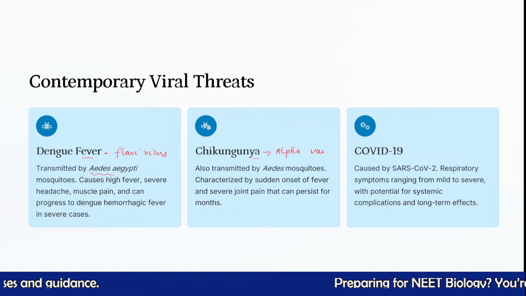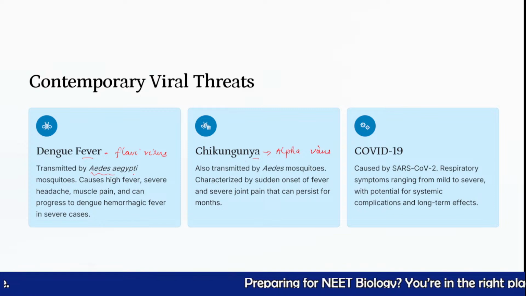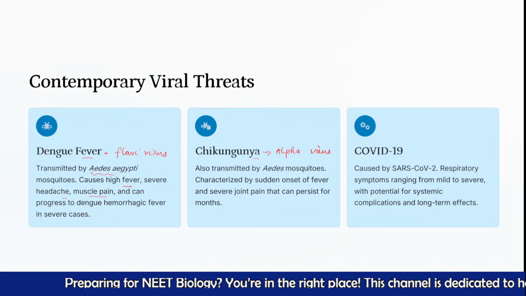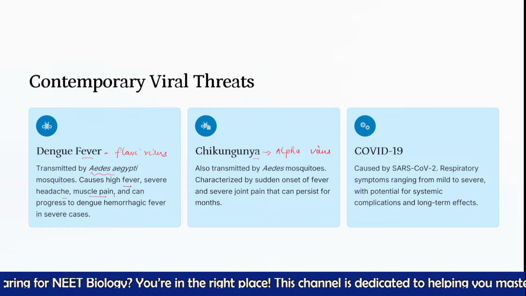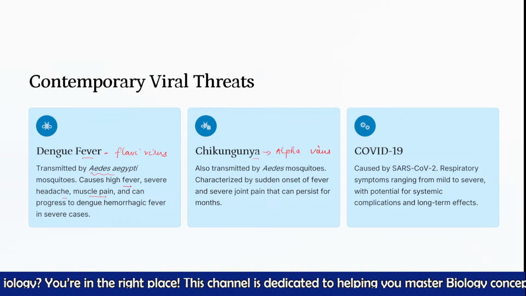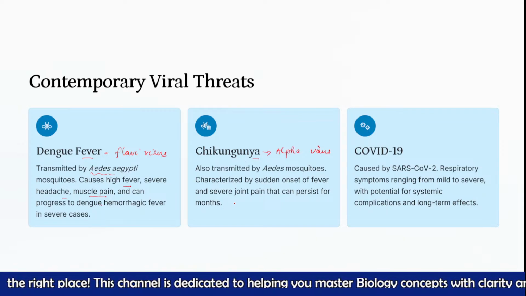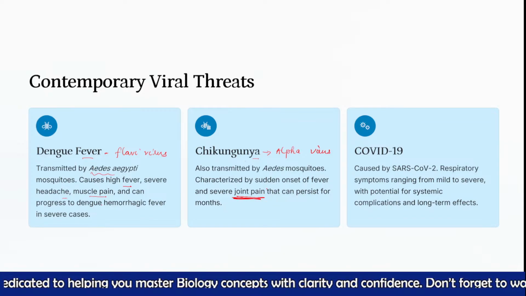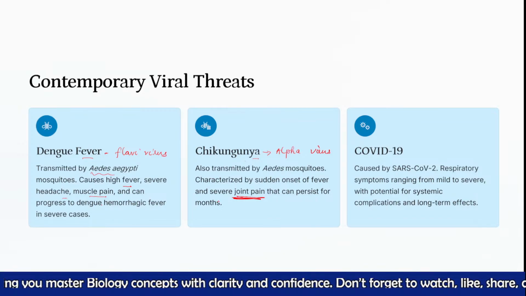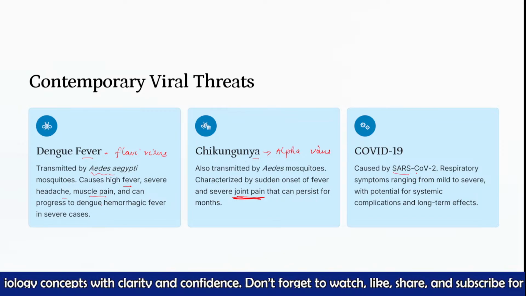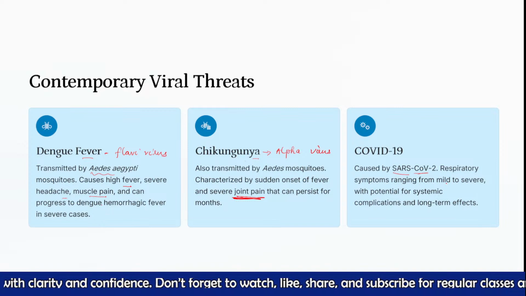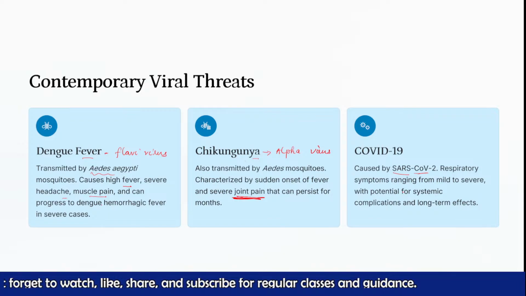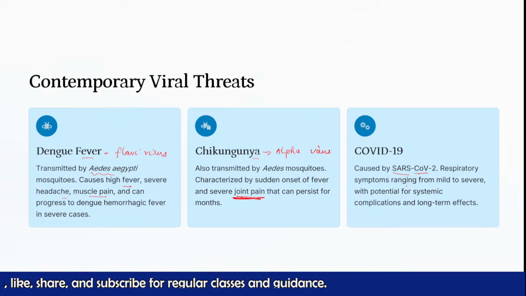Flavivirus causes problems like high fever, headache, and muscle pain, too much body pain. Chikungunya mainly affects the joints, causing severe joint pain that persists for months. COVID-19 is caused by the SARS coronavirus that infects the respiratory system, and long-term effects will be there. So that's all about the viral diseases.